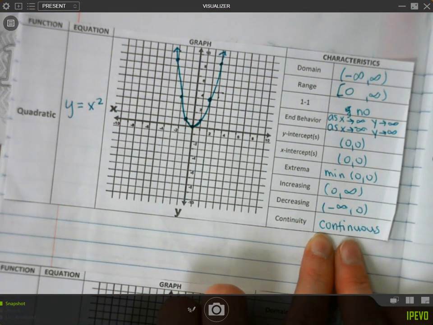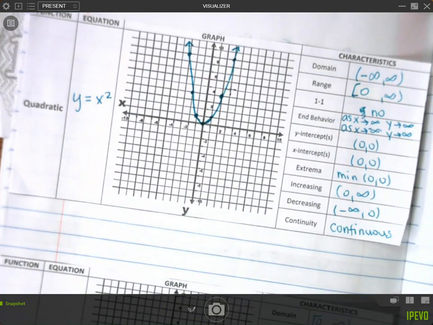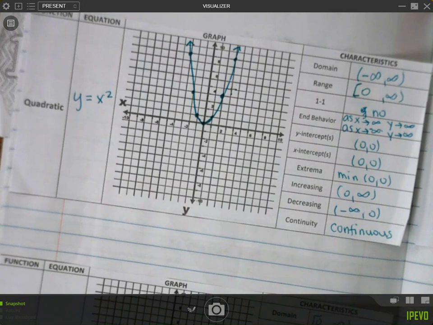And then another thing you're going to have to answer on your little quiz is whether it is even, odd, or neither. Well, this one has y-axis symmetry. You can fold it on the y-axis and everything lines up. So that one would be an even function.